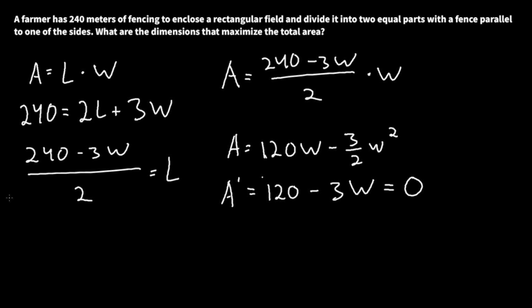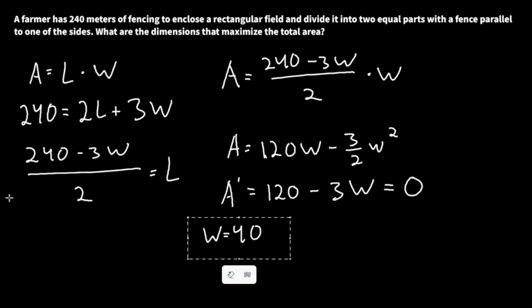Let's go ahead and find the max. The only time when your first derivative of area is equal to 0 is when W is equal to 40. Okay, this is good. When W is equal to 40, that's the only critical point. So you can already safely assume that this is the local max, but let's be safe and take the second derivative.